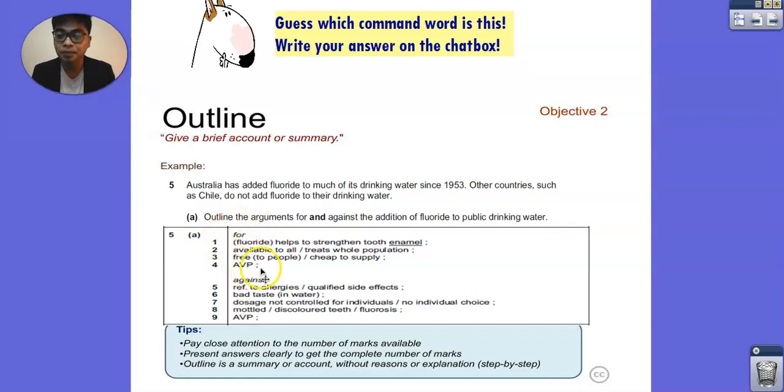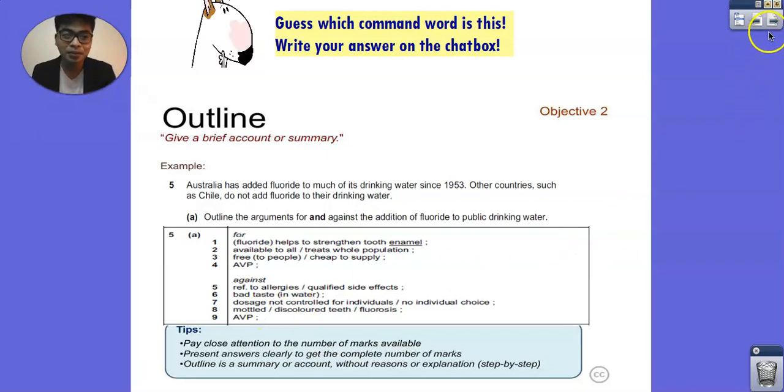This one is for, it's a pro, that means you side with the addition of fluoride, and this one is against, that means addition of fluoride is not good. So you can make it in a complete sentence or you can put it in a phrase. As long as you hit the point, you will get the mark.